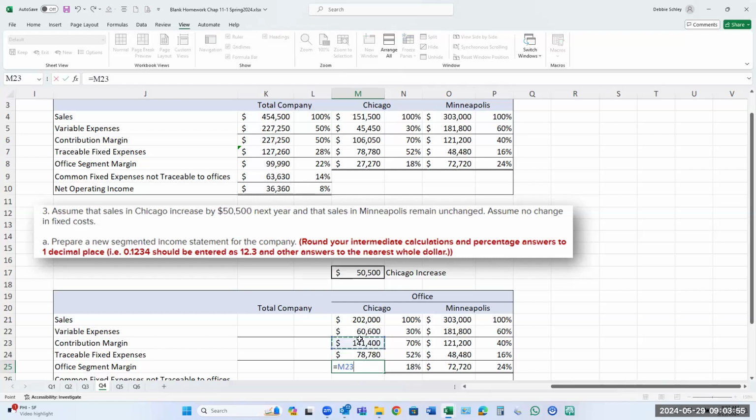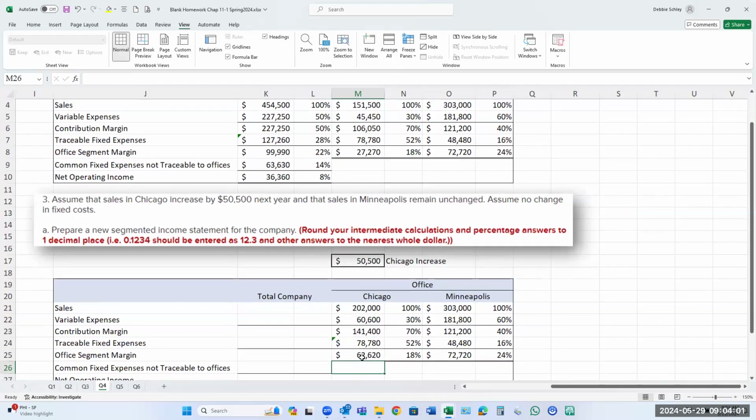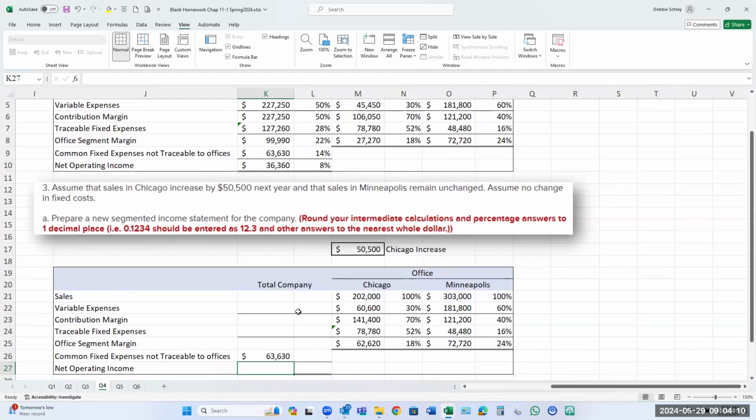So then this contribution margin minus my traceable fixed gives me my new office segment margin. I know my common fixed expenses stayed the same, but I'm going to take Chicago's new sales plus Minneapolis sales, and then I'm going to take the variable plus the variable.